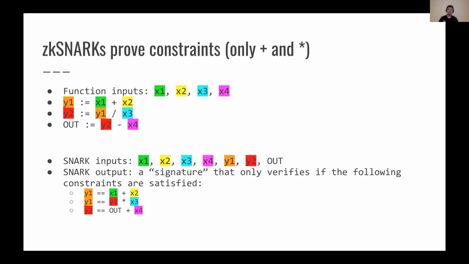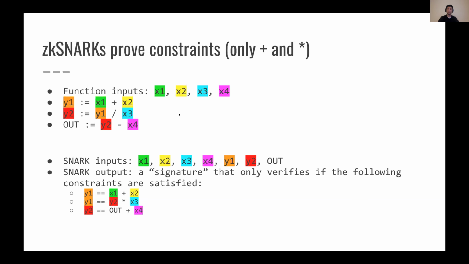So this means that in general, if we're writing a zkSNARK scheme to allow people to prove correct execution of a function, we're going to have to figure out how to express correct execution of that function in correspondence with a set of constraints that only involve addition and multiplication. So in this example, we have a function that looks very similar to that previous function, except this second intermediate value y2 is y1 divided by x3.